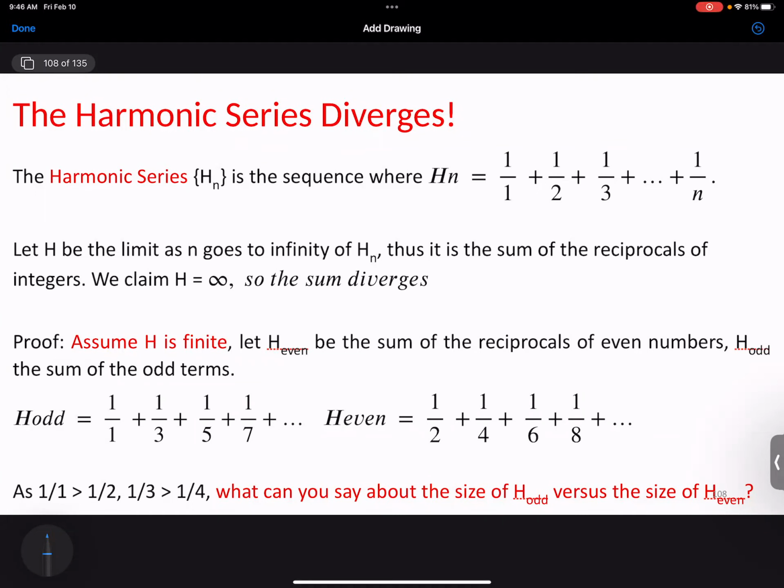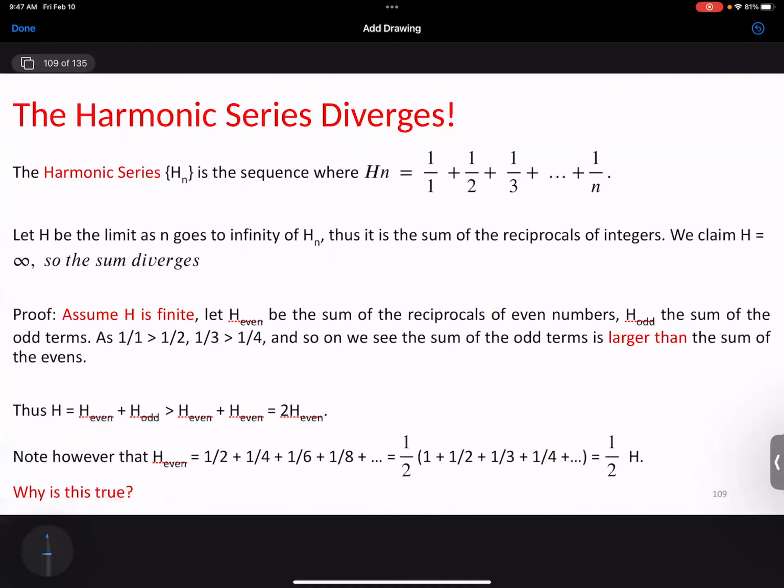So one possibility is, let's assume that the sum is finite. So if the sum is finite, the sum of the odds is finite, the sum of the evens is finite, correct? Does everyone agree that the odds would have a larger sum than the evens because term by term, the odds beat the evens? Yes? But notice that the evens, I can pull out a factor of two from everything, and that's just half the total sum.